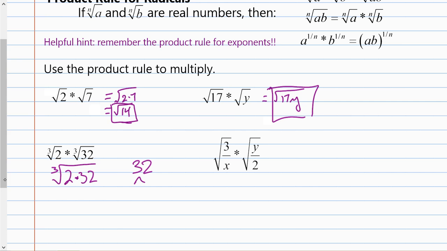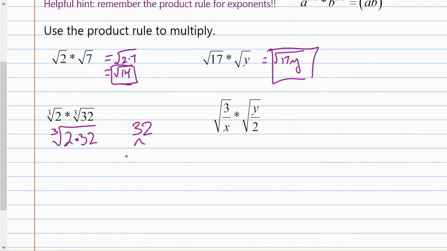So 32, to get all of its factors, maybe I've got a 4 times an 8. And that 4 is a 2 times a 2. And that 8 is a 2 times a 4, which is a 2 times a 2. I'm going to circle all of my primes. So 32 is really 2 to the 5th power.